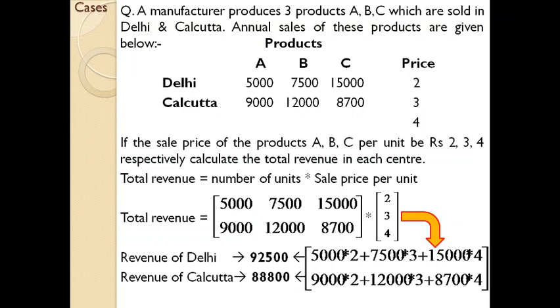I hope you understand how we know that this one relates to Delhi and this one relates to Calcutta. Because at the beginning, the first row was depicting the details of Delhi and the second row was depicting the details of Calcutta. Since the first matrix is multiplied with the second matrix that depicts the price per unit of each product, you finally get the total revenue of the manufacturer. So this is how you have to deal with application level questions. Sometimes you may come across application level cases like this.